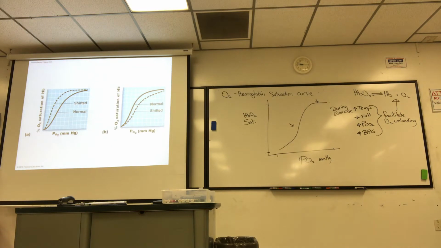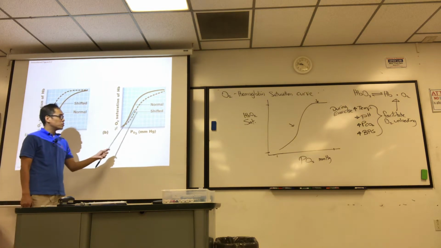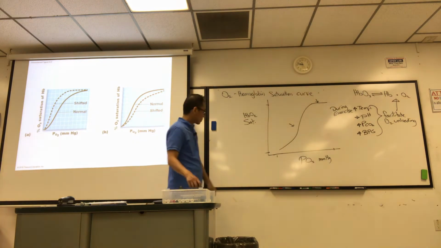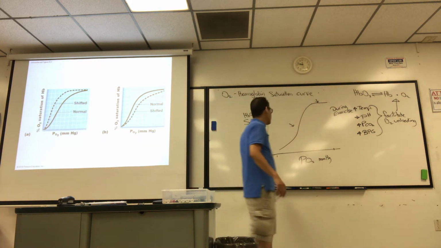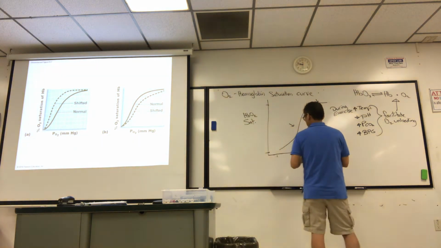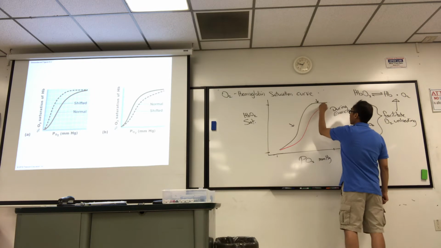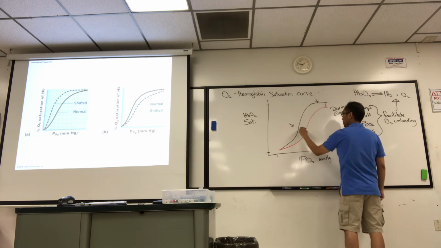Something I want you to think about is normal versus shifted, one way or the other. Let's look at this shift first. So down and to the right. Instead of a dotted line, I use a different color. Shift it down and to the right.